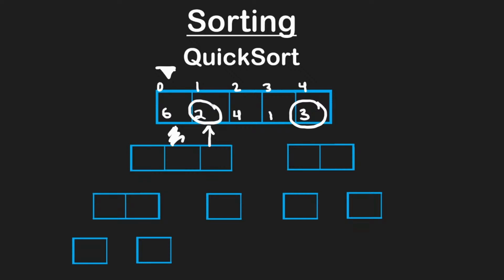So now we find a 2. 2 is less than or equal to 3. So we swap 2 with whatever happens to be in this position. So we can swap these two values. 6 goes here and then 2 goes here. Now this pointer that's over here is going to be shifted over here. Now this is the next spot that we're going to insert the value that's less than or equal to 3.